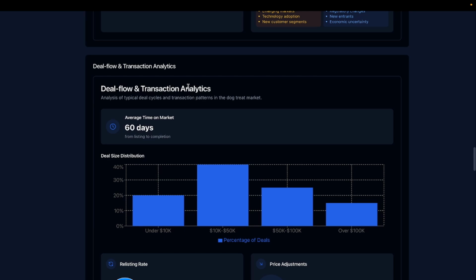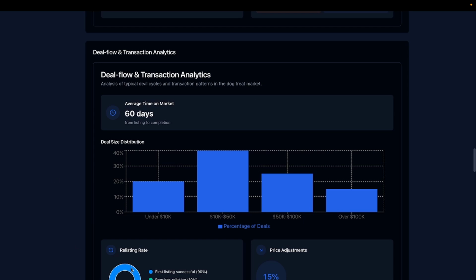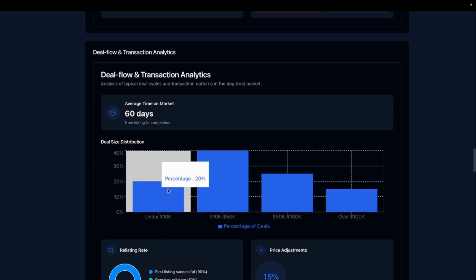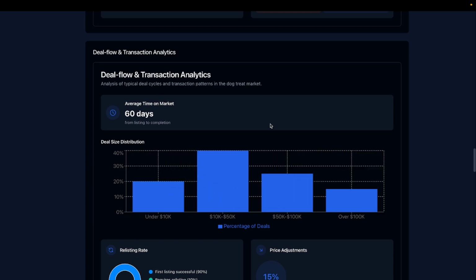So I should have these things as chapters. You don't want to hear me waffle, right? So just like different chapters of each metric. So we've got this sort of deal cycles and patterns in the dog market, right? So we've got deal size under 10k, all of this stuff going on. You would have an average time on the market at 60 days from listing, which sounds about right.